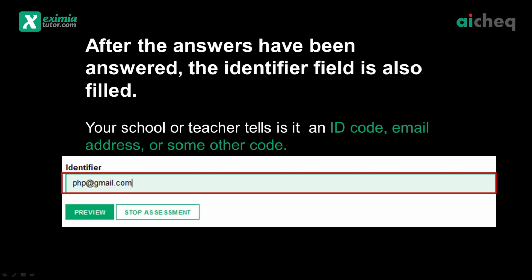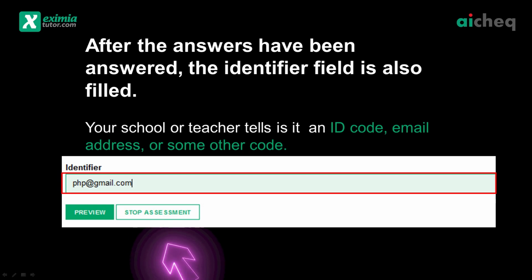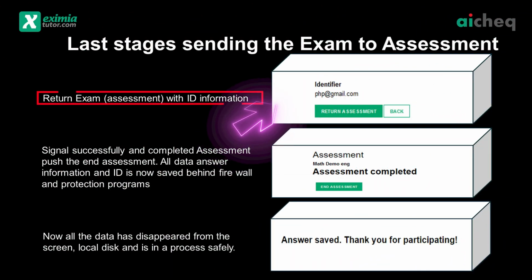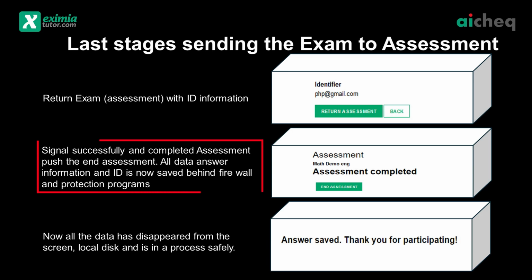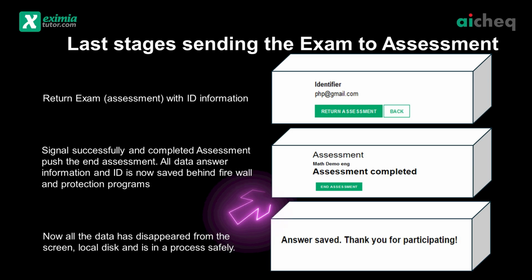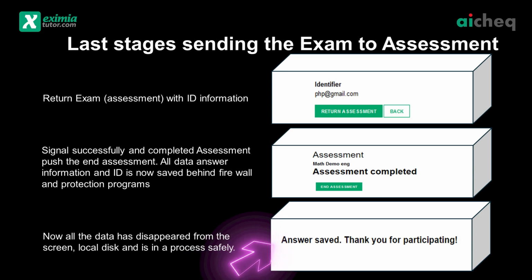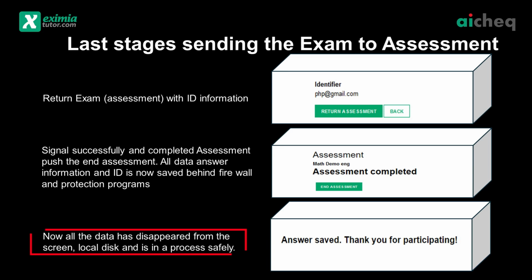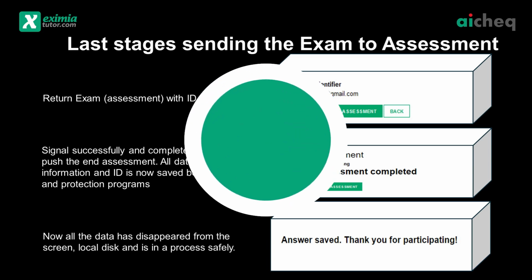The exam can be interrupted. To interrupt, press Stop Assessment. The software asks the student to return the assessment with the identifier. Next, the software tells you that the assessment process was successful and asks you to disconnect the assessment connection by pressing End Assessment. After this, a notification will appear that the answer has been saved. The respondent's information has been removed from the browser, and the cache can still be cleared.